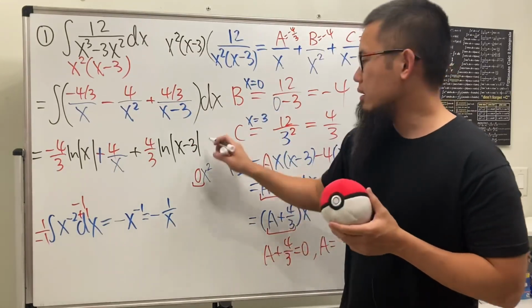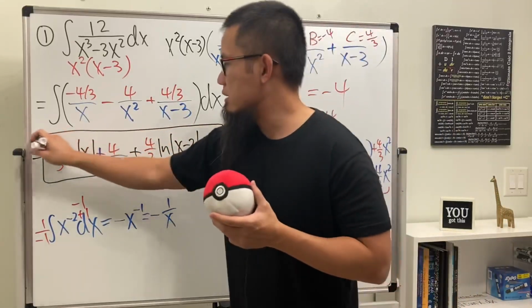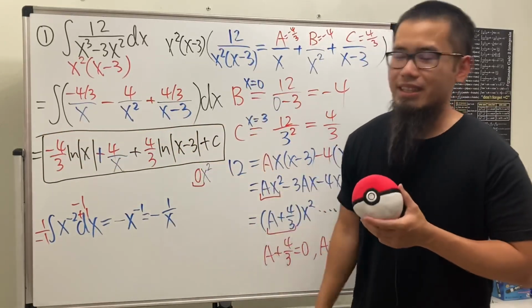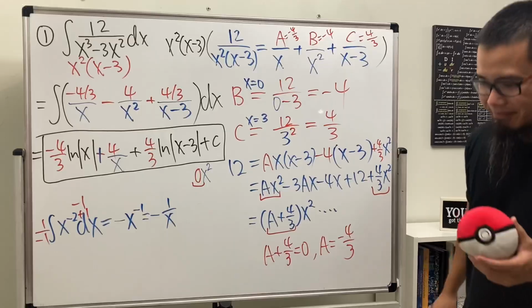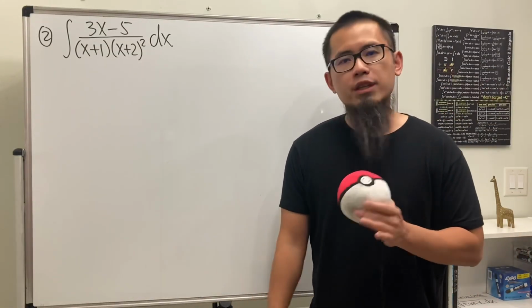Whew, we are all done. After we put down the plus c, this is it. So take a look right here real quick. Okay, question number 2. The denominator has been factored for us already, which is very nice.